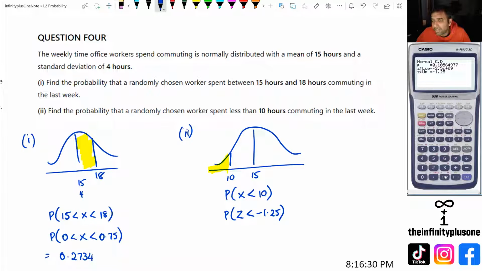Now you might notice that I don't actually need to write the lower end value because we're actually looking for less than that value. So whenever we do more than or less than, we only have one of those numbers. So here the probability is equal to 0.1056.